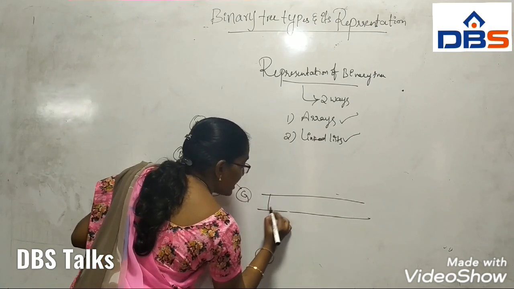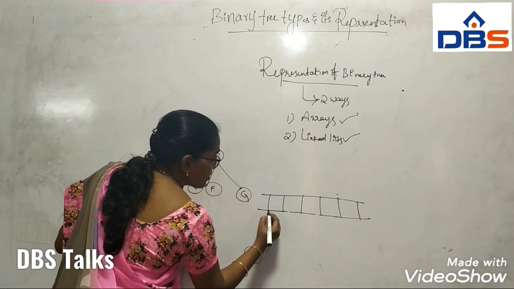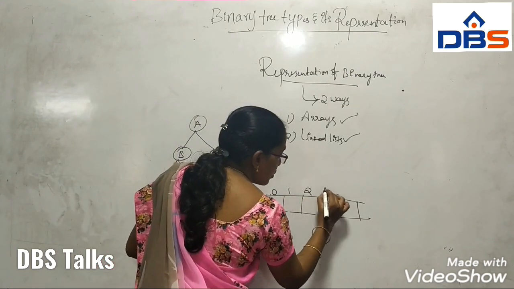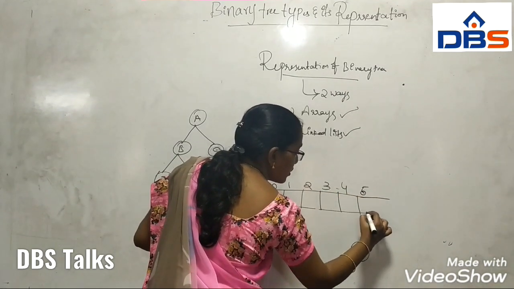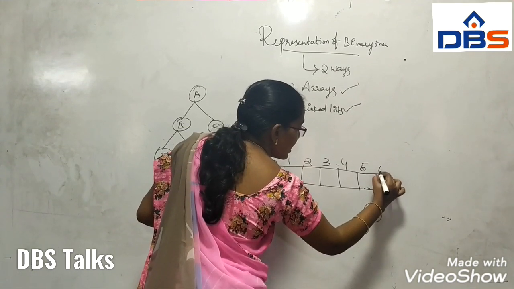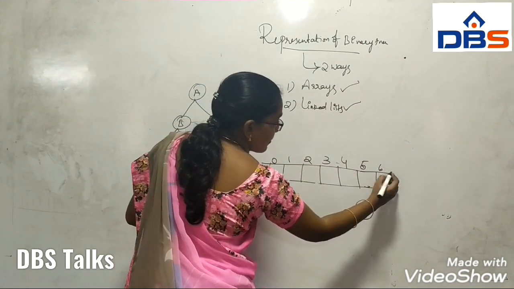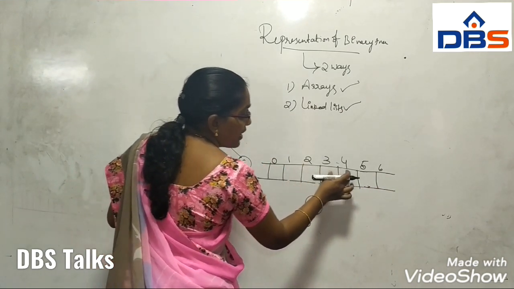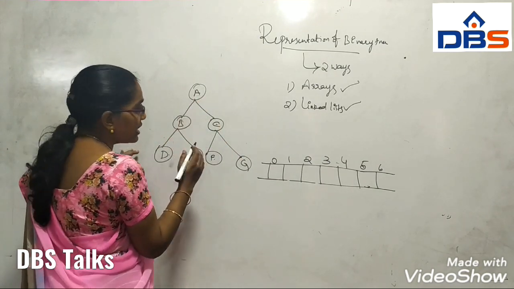In an array, the memory is allocated sequentially like this. We can say index 0, 1, 2, 3, 4, 5. How many nodes are there? 1, 2, 3, 4, 5, 6, 7. 7 memory locations are arranged sequentially to store this data. How can we store this data?